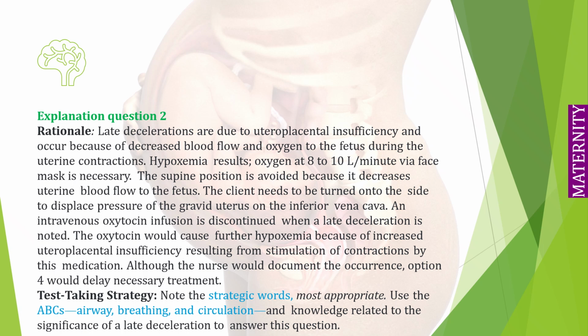The client needs to be turned onto the side to displace pressure of the gravid uterus on the inferior vena cava. An intravenous oxytocin infusion is discontinued when a late deceleration is noted. The oxytocin would cause further hypoxemia because of increased uteroplacental insufficiency resulting from stimulation of contractions by this medication. Although the nurse would document the occurrence, option 4 would delay necessary treatment.